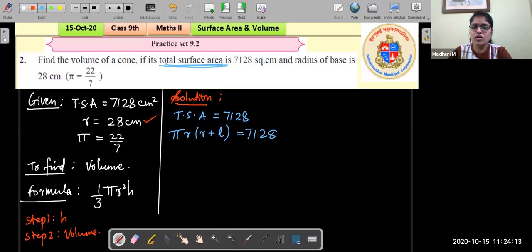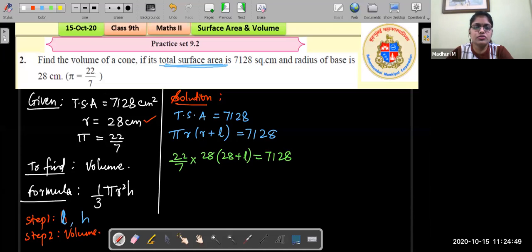Okay, students, and now we will be substituting the values and solving for L. So you see, actually we need h, but first we are getting L. So just changing the roadmap, we will get L first, and then we need to find h, and finally we need to find the volume. Okay, so just substituting the values. Pi is 22/7 times radius 28 times (28 plus L), that equals 7128.